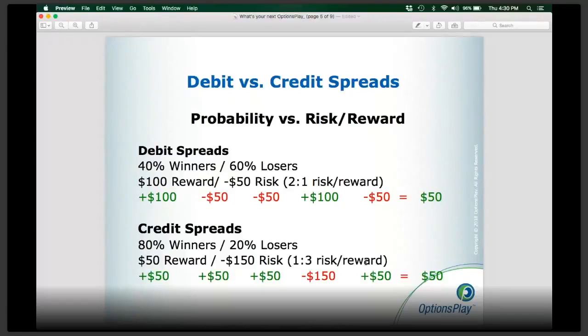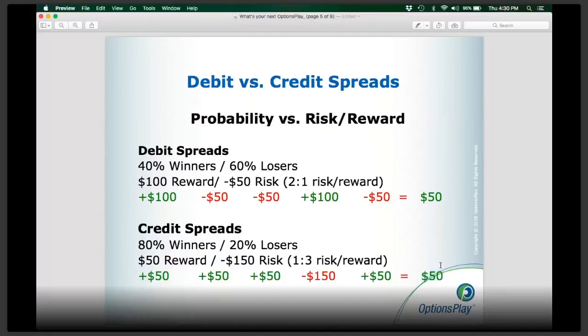But everyone has their own personal preferences. Each one of us is a little different. So some people like to win a lot of small amounts, and then they're okay with losing larger amounts when they're wrong. So here, the same 5 trades, most of the time I'm going to make $50, a small amount. And then the one time that I lose money, I lose substantially more. I lose $150. As you can see, over 5 trades, I still come out with the same result where I'm making $50, but it's just a different way of getting there.